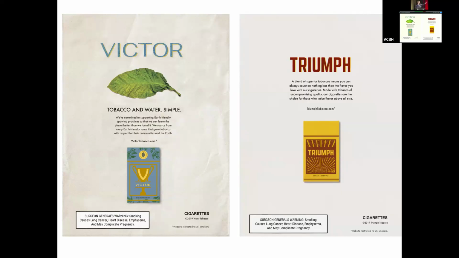And then none of those elements are there for the Triumph brand, but we counterbalanced this such that for half the participants, the Triumph brand was greenwashed, and the Victor was the match control.